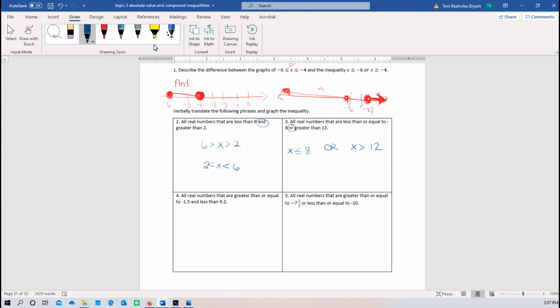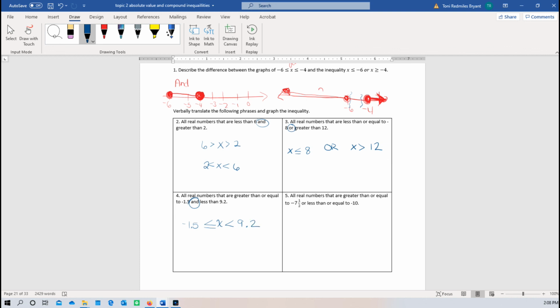All right, we have two more on this worksheet. This worksheet's going by quick. All real numbers that are greater than or equal to -1.5 and less than 9.2. This is an and compound, so I know x is in the middle, and I'm looking at one range of numbers. All real numbers that are greater than or equal to, x is on the greater than side, -1.5, and less than 9.2, x is on the less than side.